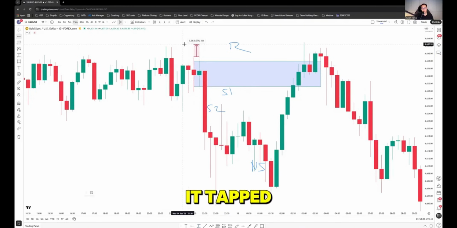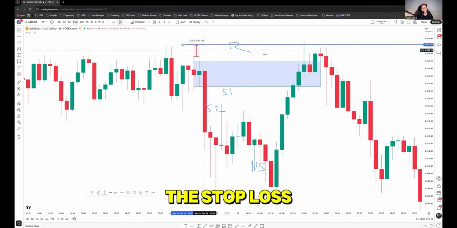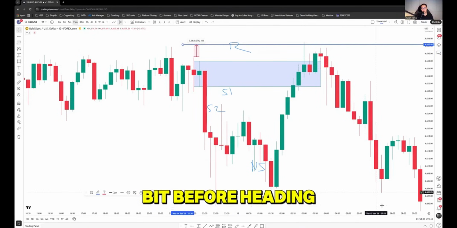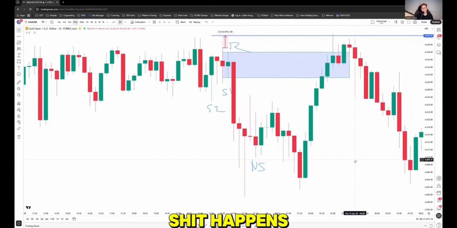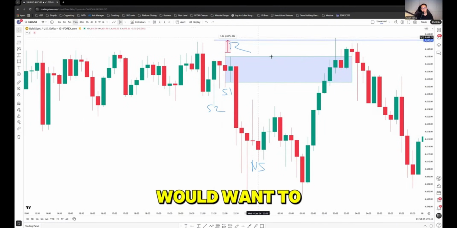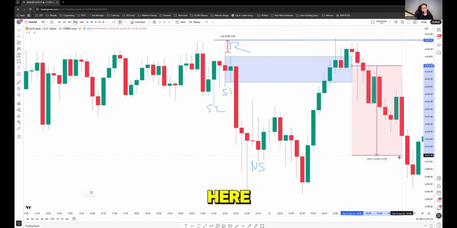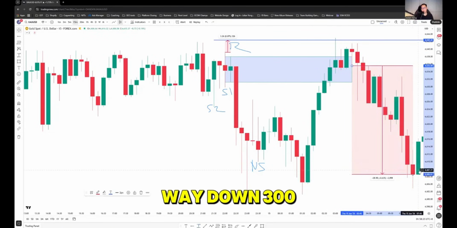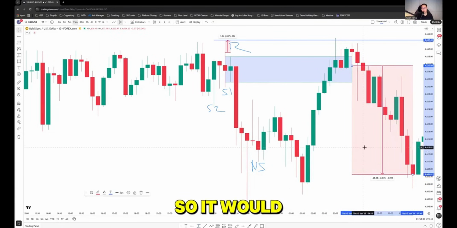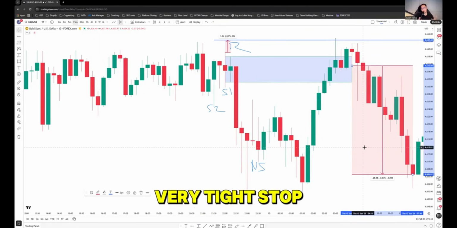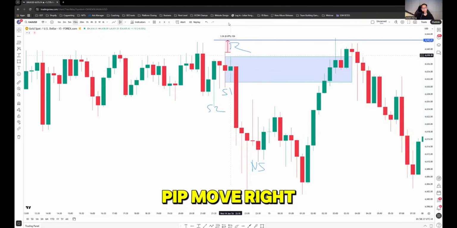In this case, it tapped the stop loss for just a bit before heading down. Well, again, shit happens, but if you would want to raise it up to 40 pips or 50 pips even, I believe that would be fine, because you can see right at this area right here, it went all the way down 300 over pips. So it would be unfortunate if you had put a very tight stop loss and in the end missed out on a 300 pip move, right?